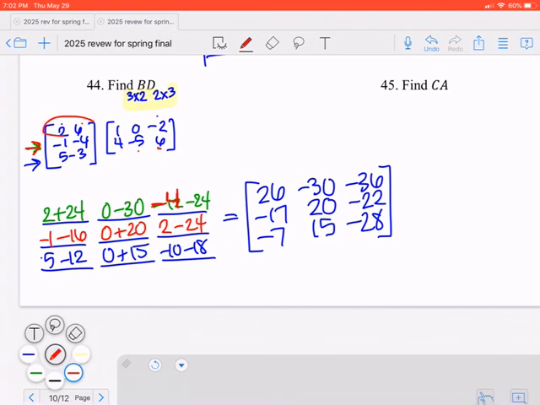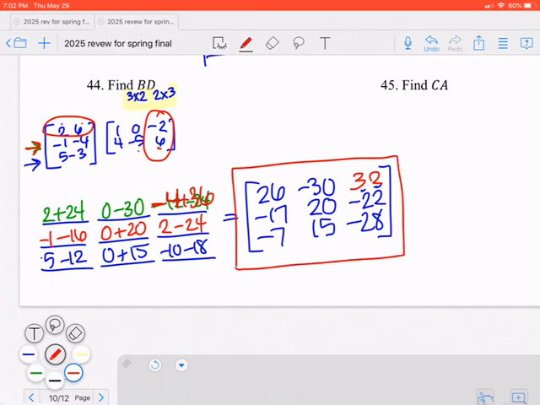So, first row, last column. Negative 4 plus 36 is 32. 36 minus 4 is 32. Negative 22, 20, 20, 15, 26, everything else looks good.